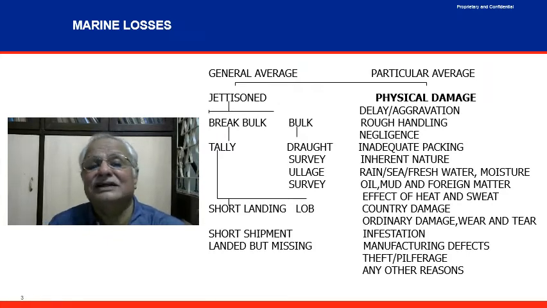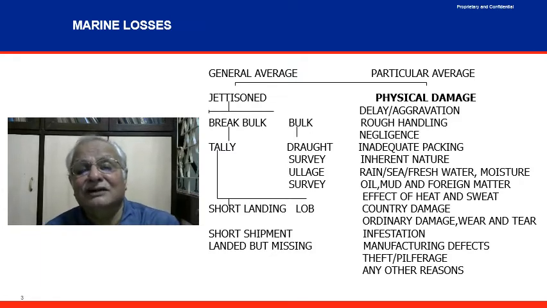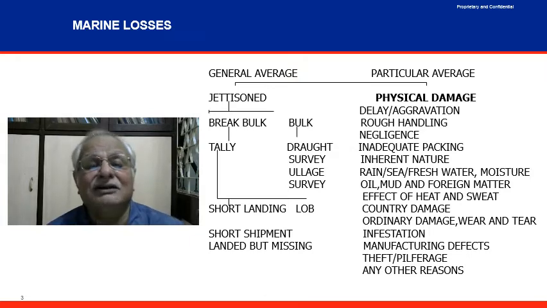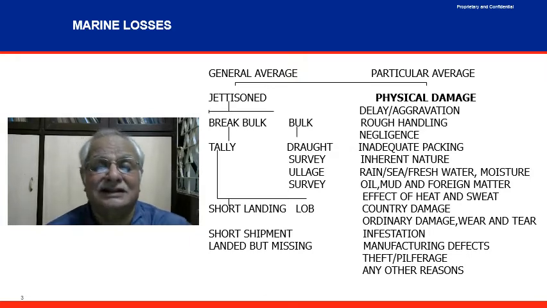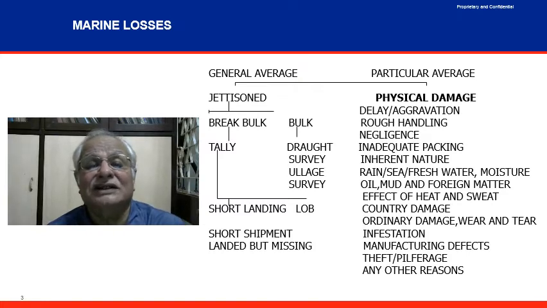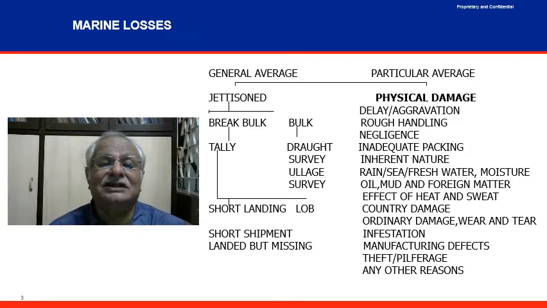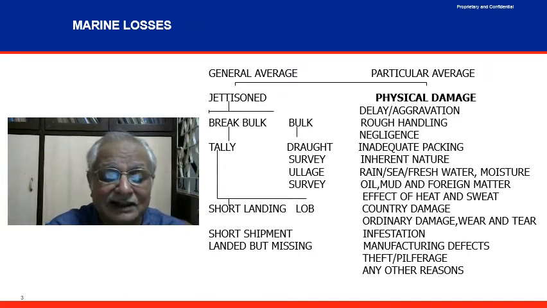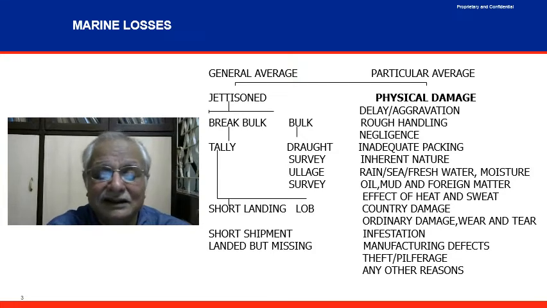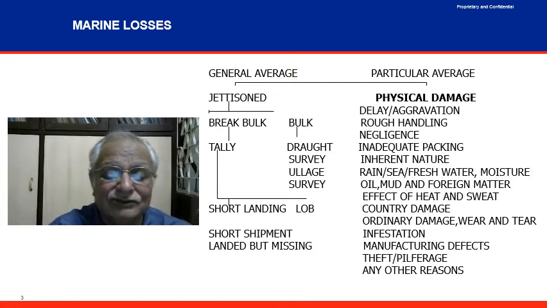Ordinary damages, wear and tear. What is ordinary? As per Lloyd's Handbook of Interpretation of Marine Clauses, the word ordinary is contrasted with the word accident: it is non-accidental, non-fortuitous, but the damage has taken place because of other reasons. Maybe it is bad packaging. There is no accident, but still damage has taken place. Then that is ordinary damage. So ordinary damage, ordinary wear and tear of the consignment, etc., is not covered under the policy.